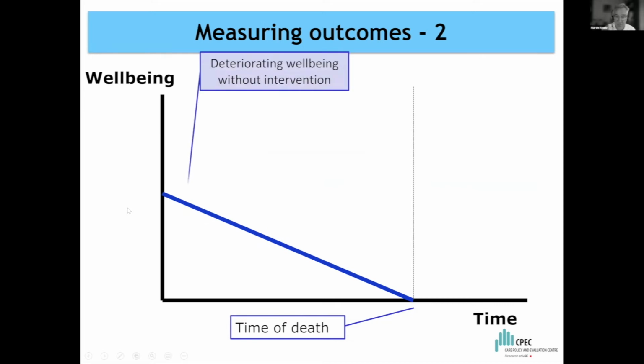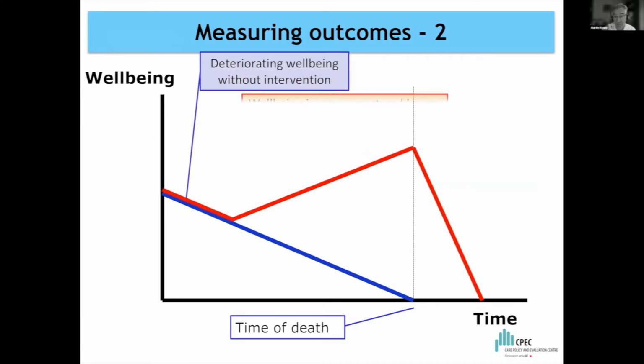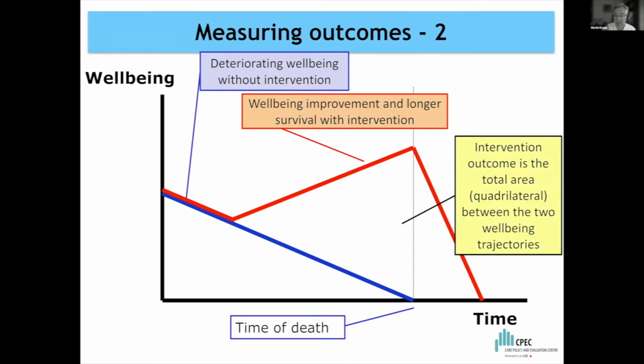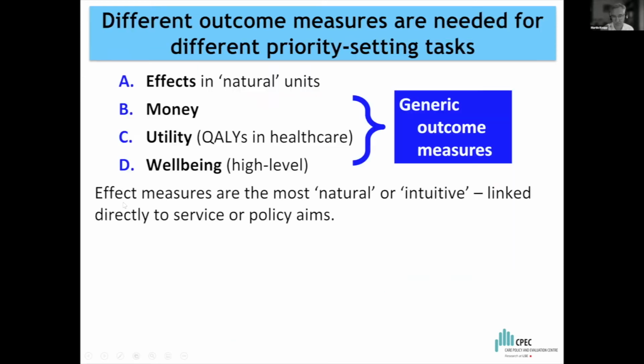And then a second example, very quickly, would be if the intervention actually prolongs somebody's life, then the outcome measure is, again, that area between the two lines. So that's the principle of measuring outcomes. We're trying to look at the difference between two interventions at every point in time. Over time, we're trying to measure that difference. We can't measure people continuously, of course, but that's the principle.